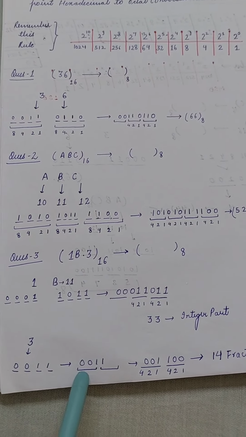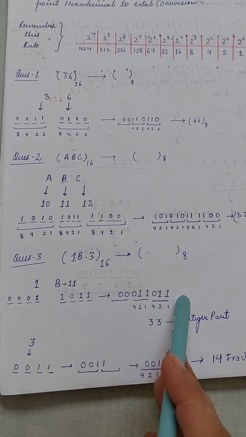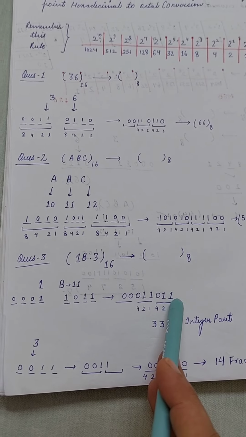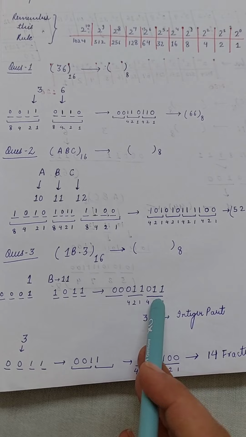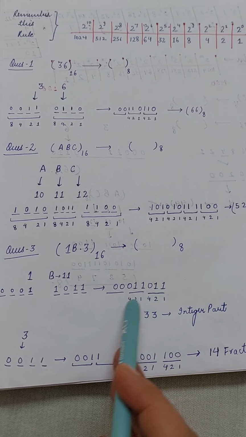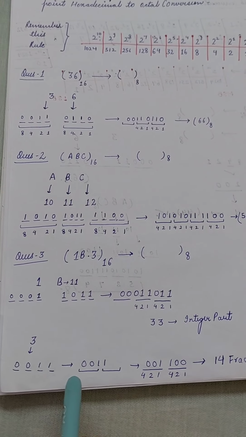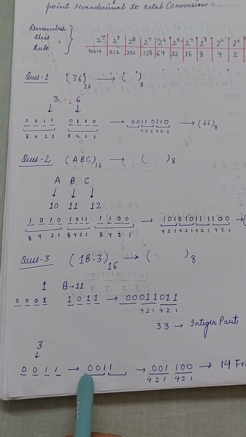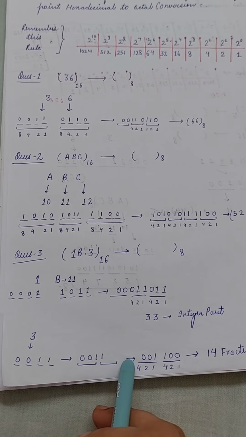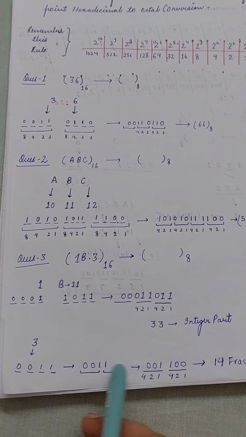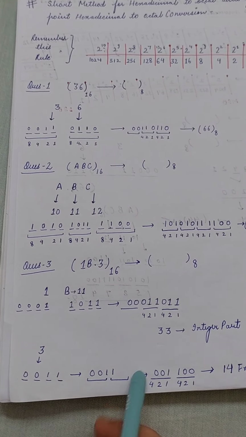Now the difference is, in the integer part we were making the pairing from the least significant bit moving towards the most significant bit. Meaning we were making the pairing from the right hand side and moving on to the left hand side. But here in the fractional part you have to start making pairing from the most significant bit moving towards the least significant bit, or in other words you have to make pairing starting from the left hand side and moving towards the right hand side.